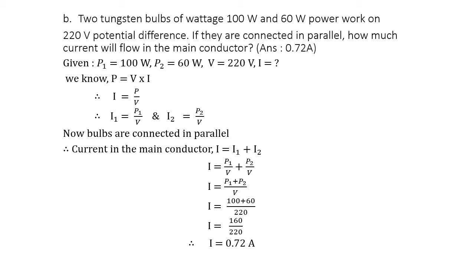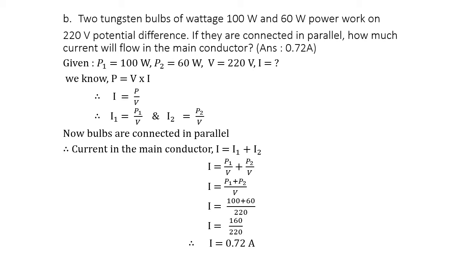Okay, so now you can see you are given two tungsten bulbs. It is mentioned two tungsten bulbs of wattage 100 watt and 60 watt. Means you now have two bulbs having different power of 100 watt and 60 watt. So we'll say P1 is equal to 100 watt and P2 is equal to 60 watt. That is nothing but the power of the two bulbs. They work on a potential difference of 220 volts. So V is nothing but the potential difference. It is 220 volt.